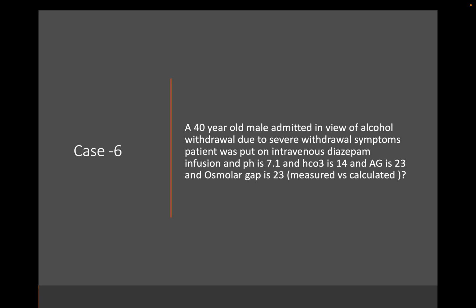A 40-year-old male admitted in view of alcohol withdrawal with severe withdrawal symptoms. The patient was put on intravenous diazepam therapy, and pH is 7.1, bicarbonate is 14, anion gap is 23 and osmolar gap is 23. So, intravenous diazepam: this is a case of propylene glycol poisoning. Because of the intravenous infusion, they have a diluent, propylene glycol. pH is 7.1, so there is definitely acidosis, metabolic acidosis because bicarbonate is 14. High anion gap metabolic acidosis. Osmolar gap is also positive.